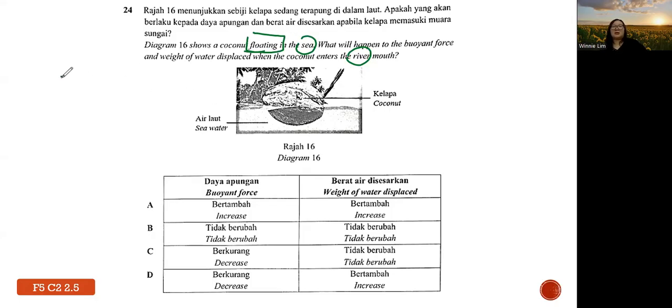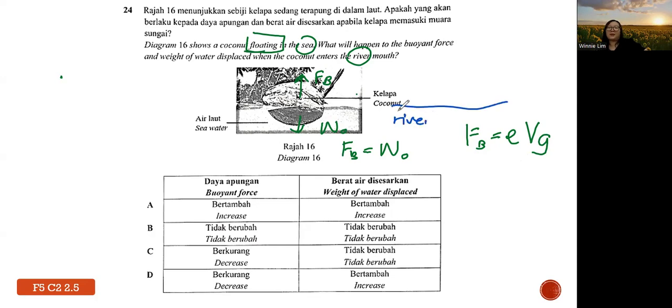In the Archimedes idea, we can also relate it with resultant force. What are the forces that act on this coconut? The forces that act on the coconut are buoyant force and also weight. In this context, they are supposed to be equal. And what you all learned about the weight of object: buoyant force is also equal to rho V g, which is the weight of liquid displaced. So when the coconut enters the river, what happened? Okay, I resketched the diagram.